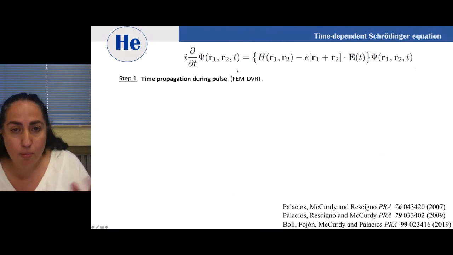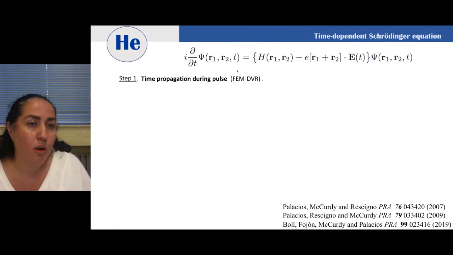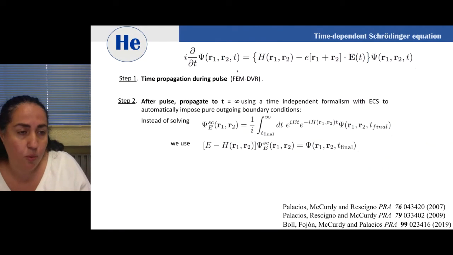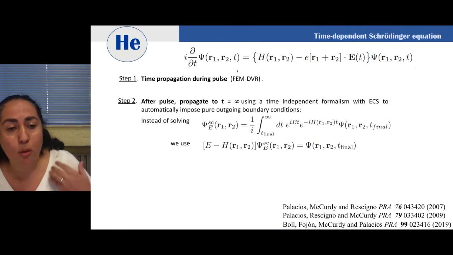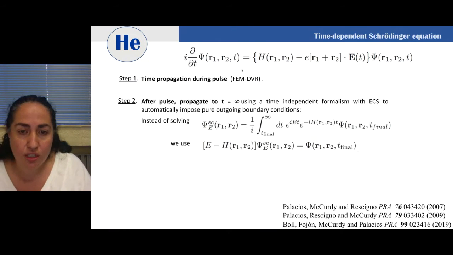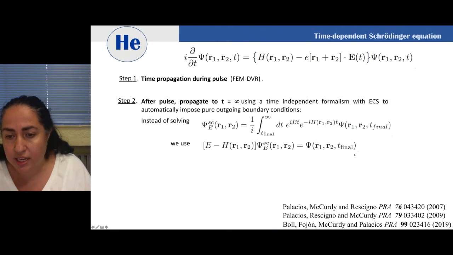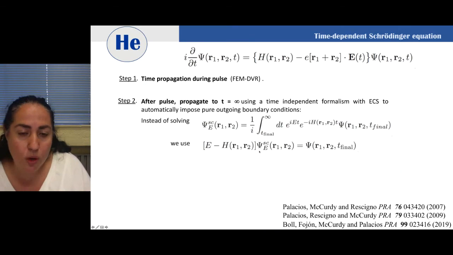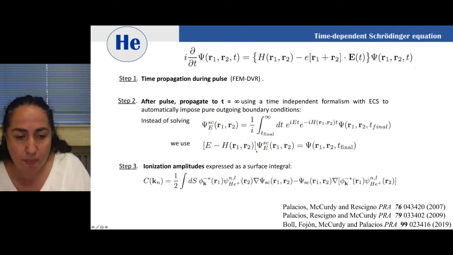Once we have the propagated wave packet, one could directly project into the final scattering state, or alternatively, one can implicitly propagate to infinite times, which is indeed equivalent to solving the time-independent Schrödinger equation using as right-hand side the time-propagated wave packet. By solving this equation, one can then get the scattered wave from which we can extract the ionization amplitudes, which are simply expressed as a surface integral.